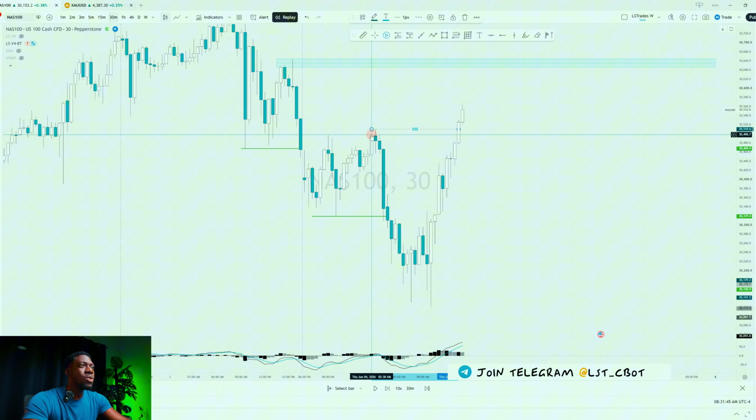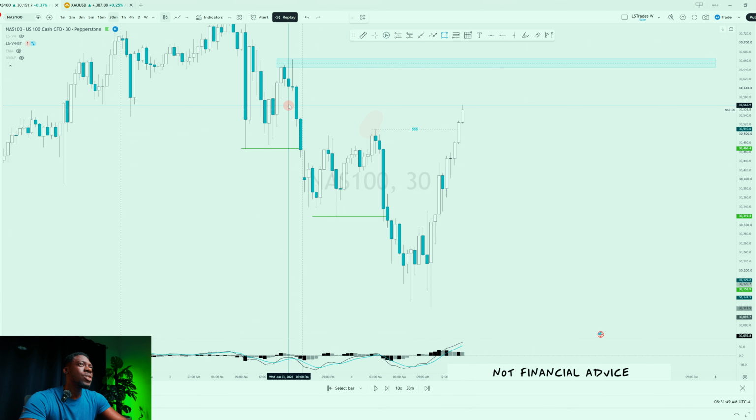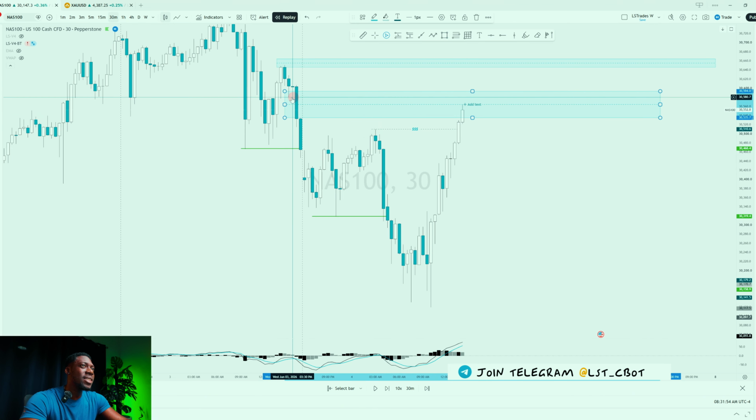Now, what do you see? When we took out this high, what do you see? You can tell that we do have a fair value gap sitting right here. Price never tapped into this particular fair value gap.